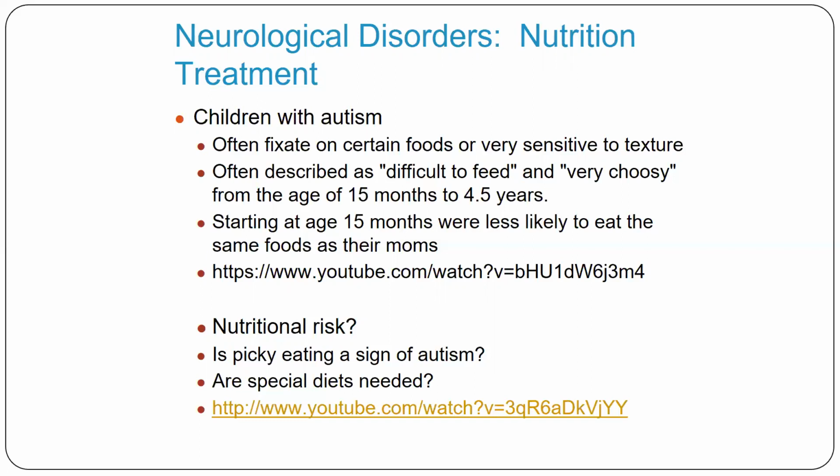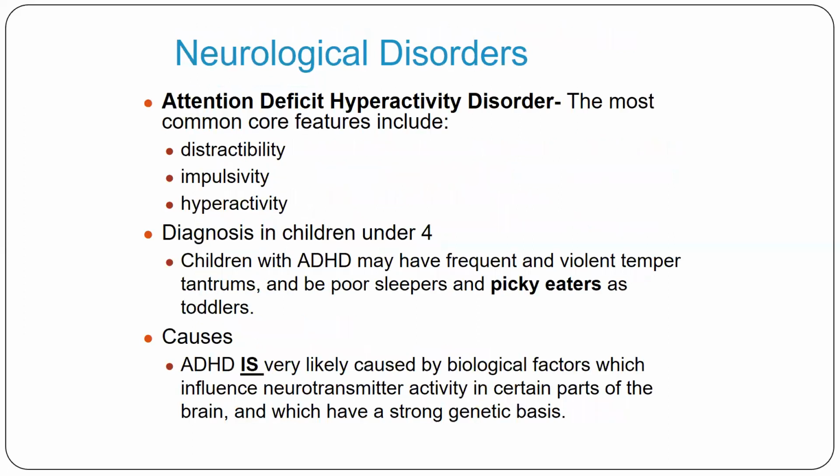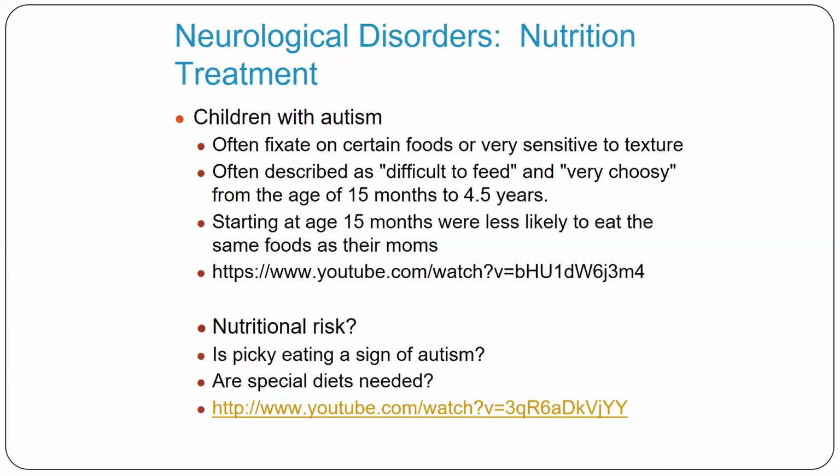Is picky eating a sign of autism? I mean, that's very, very tricky, right? A lot of kids are picky eaters. And are special diets needed? That's a really interesting question. And you hear about this all the time. The video down here is a talk show clip about a doctor who's putting kids on casein and gluten-free diets and claiming that that helps children with autism. I'm going to speak a little bit more about this. It's a really interesting topic.